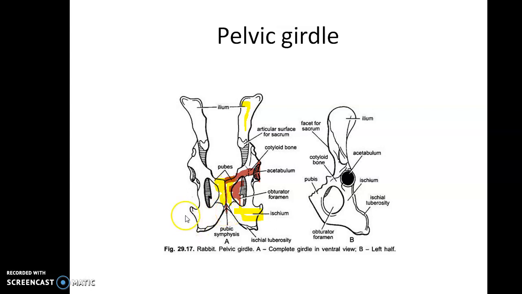So this is the pelvic girdle structure, and with this the skeletal system of the rabbit is over. We had studied the sternum, the ribs, and the different types of vertebra, that is the cervical, thoracic, lumbar, sacral, caudal, and we had also discussed the ribs, the pectoral girdle, pelvic girdle, the hind limbs, forelimbs, and also the dentition. So that is all for the skeletal system of the rabbit.